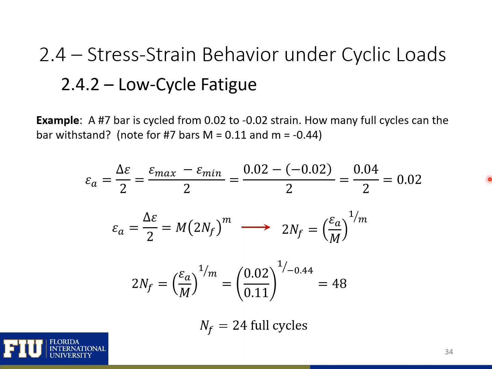So we can just plug into our equation and find our average strain. 0.02 minus negative 0.02 divided by 2 will give us 0.02. And then we can plug this in and calculate the number of half cycles required to cause failure. So plugging in our average strain and our 2 constants, we can see that it'll take 48 half cycles to cause failure. And then dividing by 2 gives us the total number of full cycles required to cause failure. So cycling a number 7 bar from 0.02 to negative 0.02 strain would cause failure in 24 full cycles.